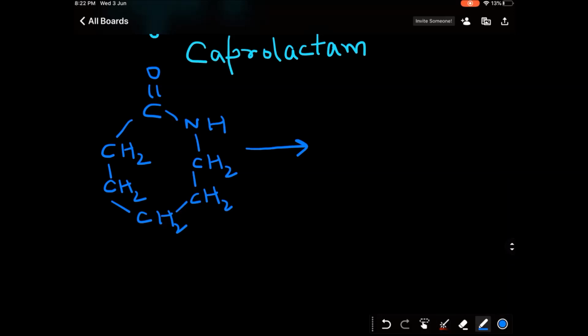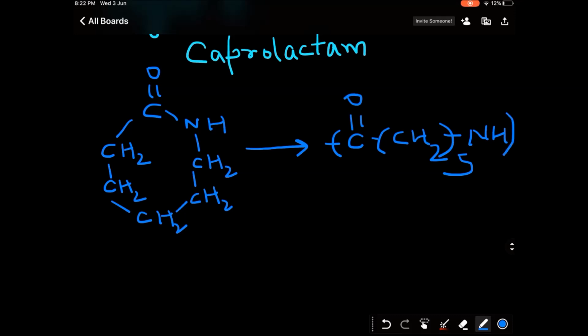Now how will we write? On one side it is NH, N moles of caprolactam will bind to form nylon 6. So we start with CO, then CH2 5 times and NH. So it will be N times. This is the structure of the polymer nylon 6.